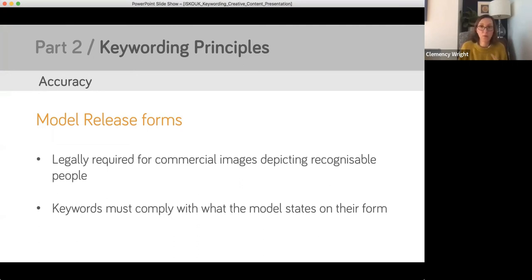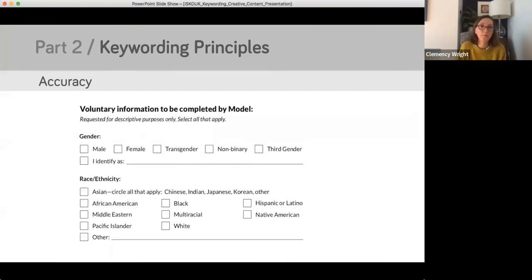And also that the keywords that we add as keyworders need to comply with what the model has stated on their form. So an example of this could be if the model identifies as non-binary, we aren't therefore to add male or female. Even if we feel they look male or female, we need to be sensitive to the language that that model or the talent has actually stated for themselves, and we need to feed that into our keywording process. So a model release looks something like this.